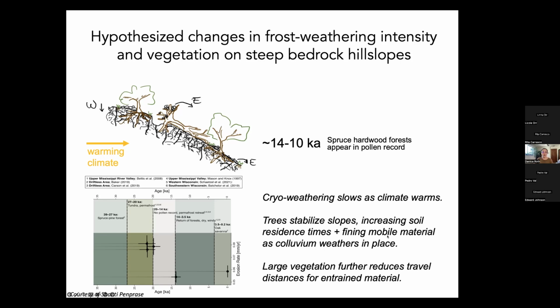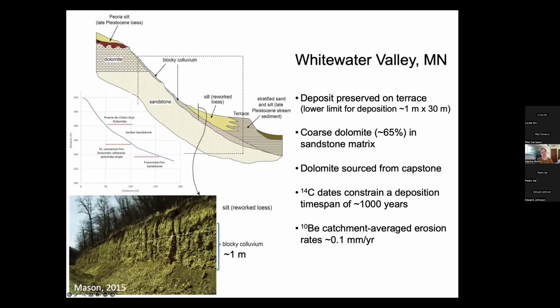Okay, so we're using data from a site that Joe mapped in Whitewater Valley in southeastern Minnesota. This is a coarse deposit around 1 meter thick from carbon-14 dates. We know it was deposited over about 1,000-year time span, and it's preserved on a terrace. So from its dimensions, we can get a rough lower limit on a total deposit volume over 1,000 years.